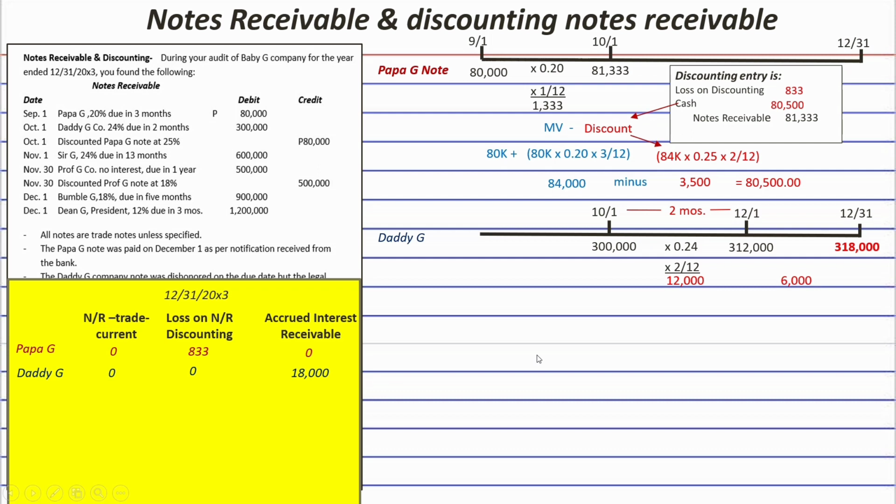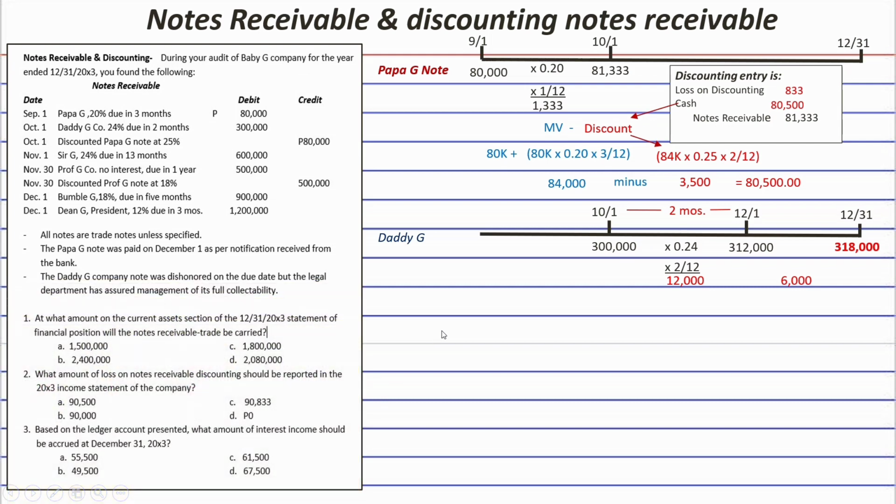In the past episode, we already analyzed Baby G's notes receivable from Papa G and Daddy G. This is their full analysis, and using this analysis, we plotted it here to answer the three questions in this comprehensive problem. So in this video, let's continue analyzing and start with Sergey's promissory note.